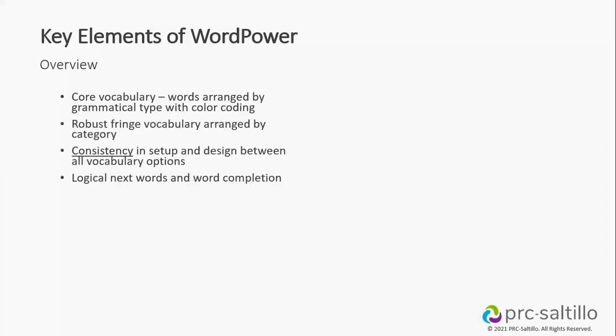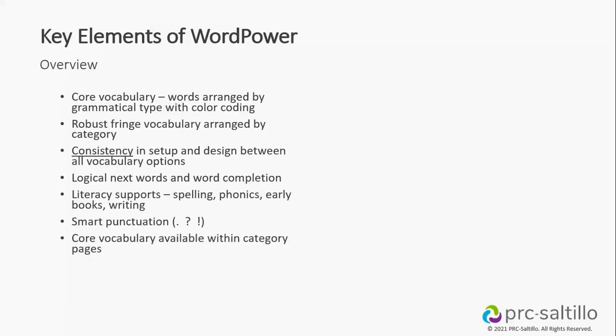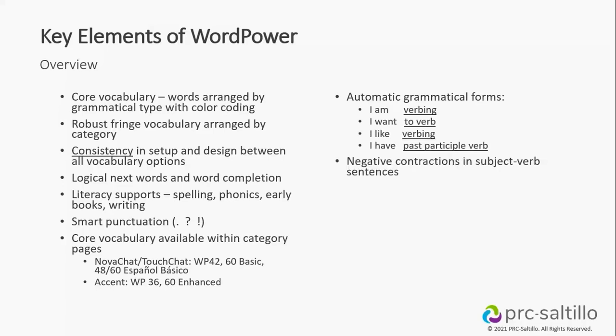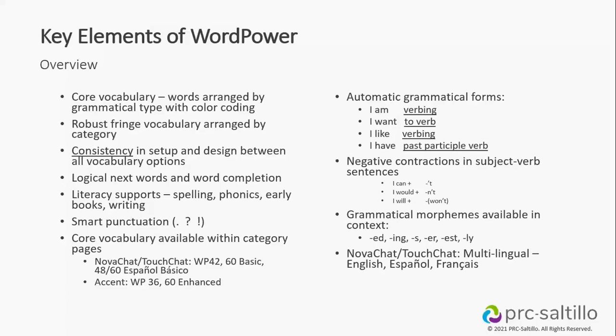As I said, the key elements: core vocabulary. In addition to core, of course, core doesn't get you very far if you don't have a robust fringe vocabulary also. I always do my very best to make sure there's consistency in design, so someone can move from one vocabulary to another, and that works for clinicians as well as for clients that might be going from one to another. There are lots of literacy supports throughout the vocabularies: spelling, pages, phonics, early books. There's always smart punctuation.